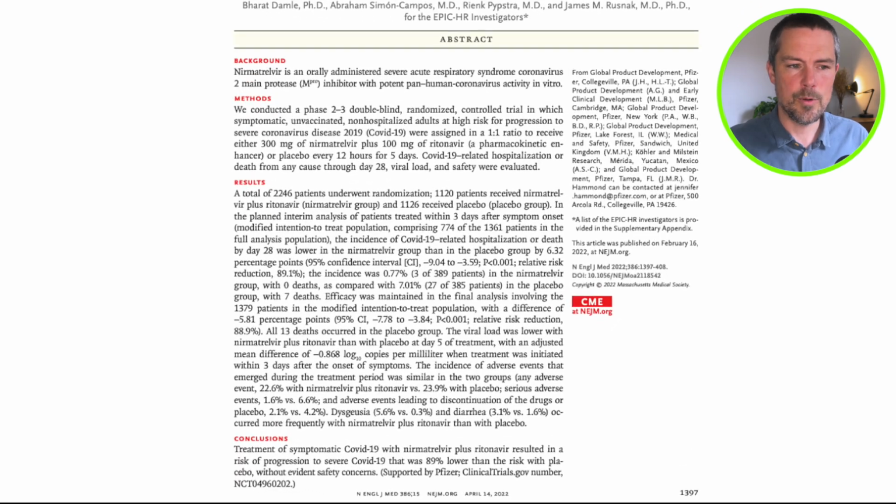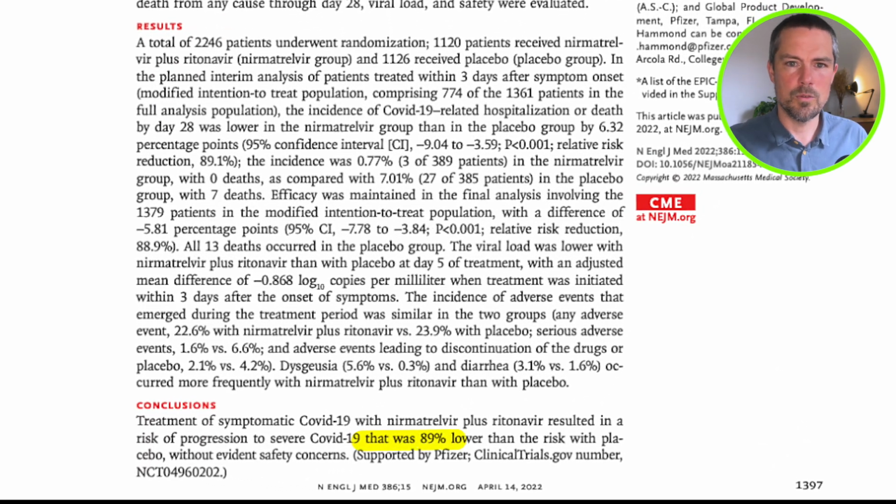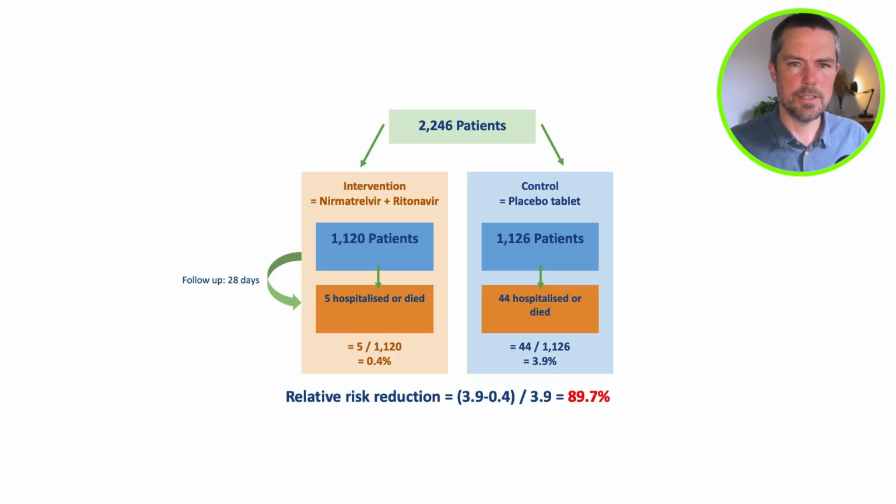The abstract in the New England Journal certainly said that this drug was really effective. So let's interrogate this and look at the absolute risk. The relative risk reduction is how effective the Paxlovid group is compared to the placebo group. And this is reflected in an equation which would be 3.9% minus 0.4% over 3.9%. And that gives a number of approximately 90% relative risk reduction. That is unadjusted. This is without doing any statistical tests.